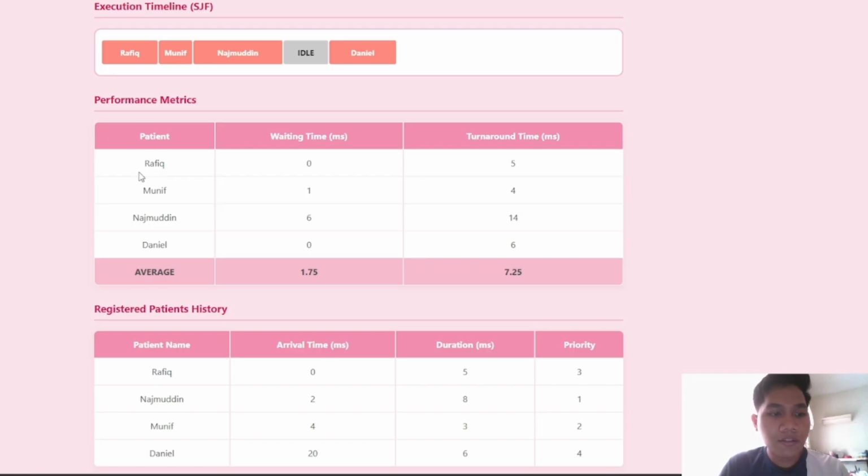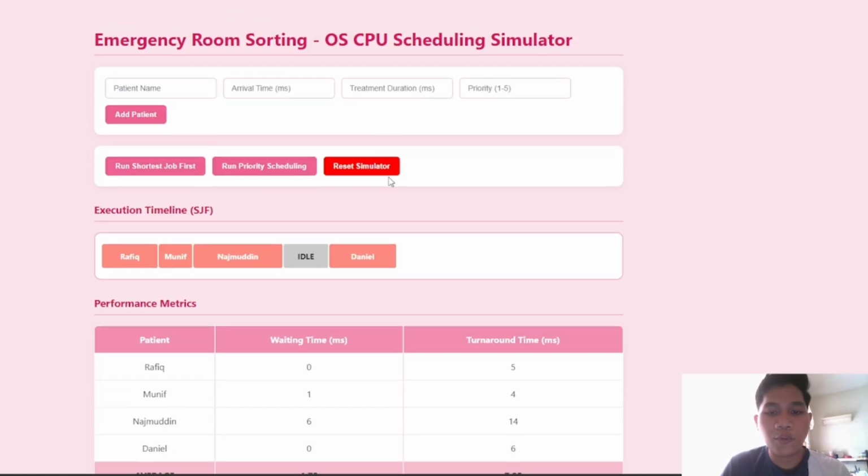Also, notice the grey block labeled idle here. After Najmuddin finished at 16 milliseconds, the emergency room is empty until Daniel walks in at 20 milliseconds. The engine cleanly tracks this 4 millisecond dead zone visually. Now, let's clear our workspace using our custom reset simulator action.